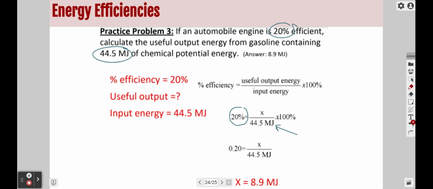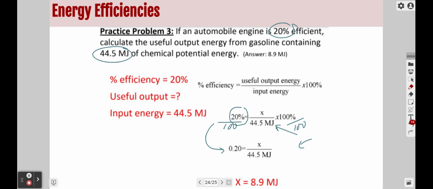So you need to get rid of this times 100. To get rid of the times by 100, you are dividing this side by 100. And therefore, you're going to have to divide the 20 by 100. When you divide 20 by 100, you get 0.20. And then the 100 is gone from your equation on the right side. So you're left with this calculation here.